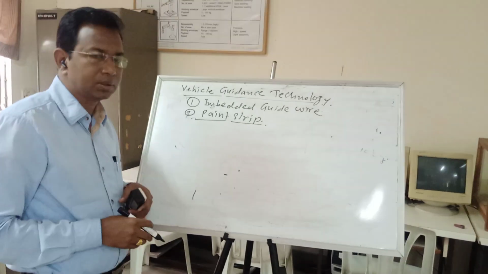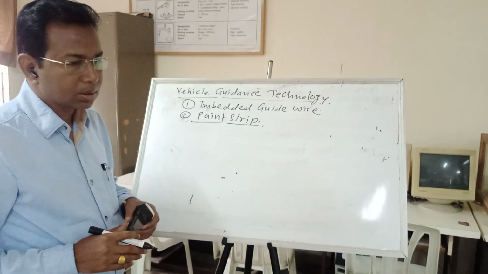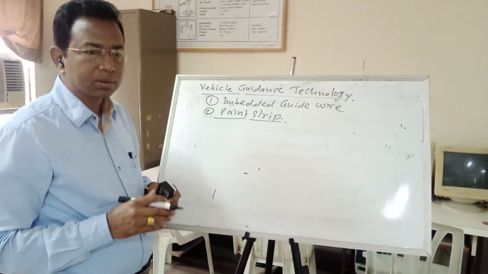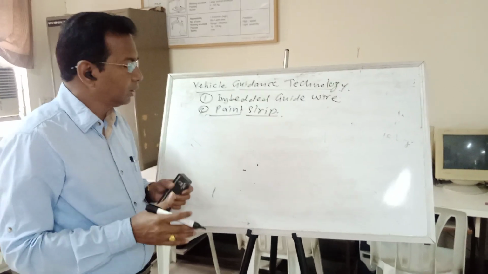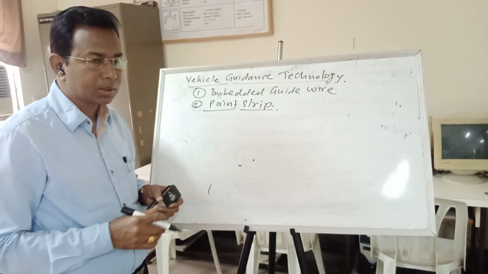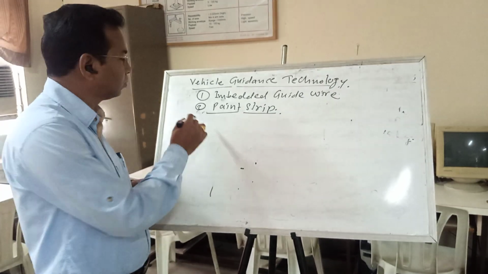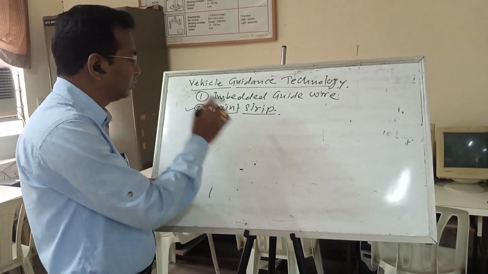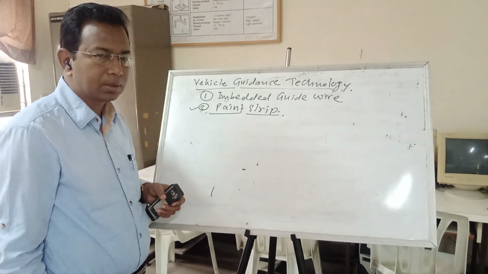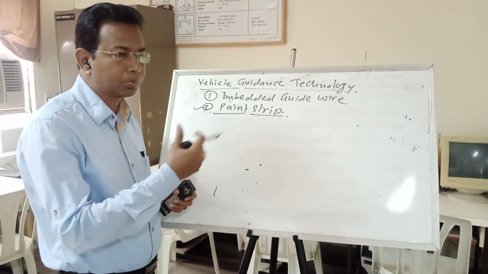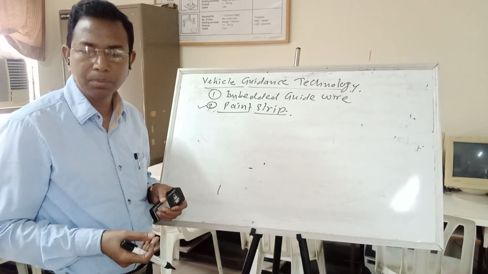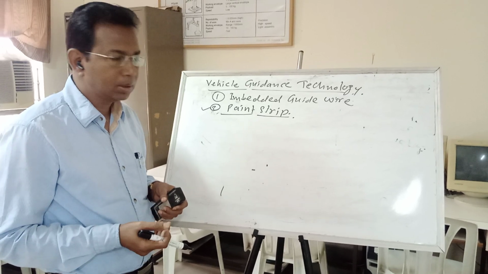Suppose an obstacle suddenly appears in front of the vehicle. At that time the vehicle stops, and after the obstacle is removed, we proceed the vehicle in the forward direction. This is the second technology, the paint strip. Paint strips are generally used to define the pathways, and then the vehicle proceeds and handles the material from one place to another place in the industry.